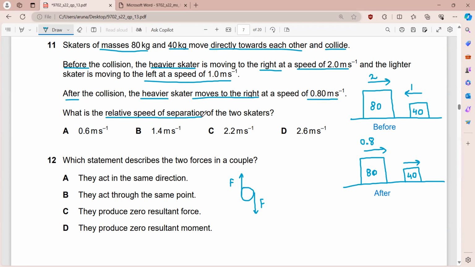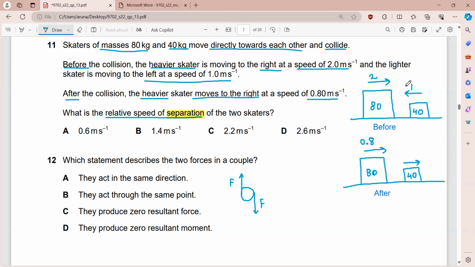Since we have the word separation here, we know that the objects are moving away from each other after the collision. So initially they're moving towards each other before the collision. I've drawn out exactly what they've given us, nothing extra. And after the collision, the heavier skater is moving to the right with a speed of 0.8. And since it's a relative speed of separation, we know that the 40 kilogram skater is moving away from the other skater.